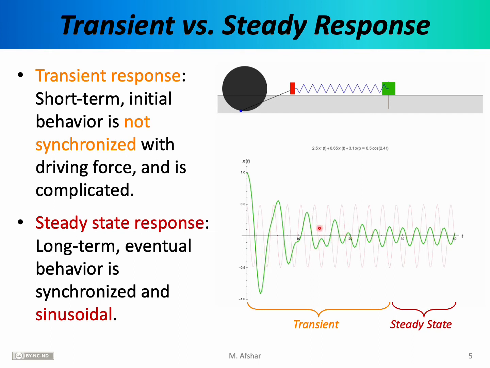It can't be described easily using a sine or a cosine function. The steady state response, on the other hand, is a long-term response of the system. It's the eventual final behavior of the system, and it is nicely synchronized with the driving force. Essentially, if you wait long enough, the green block begins to imitate the motion of the red block. Not exactly, but they will begin to move with the same angular frequency. From that point on, we can say that the system and the driving force are synchronized or operating in harmony with each other.